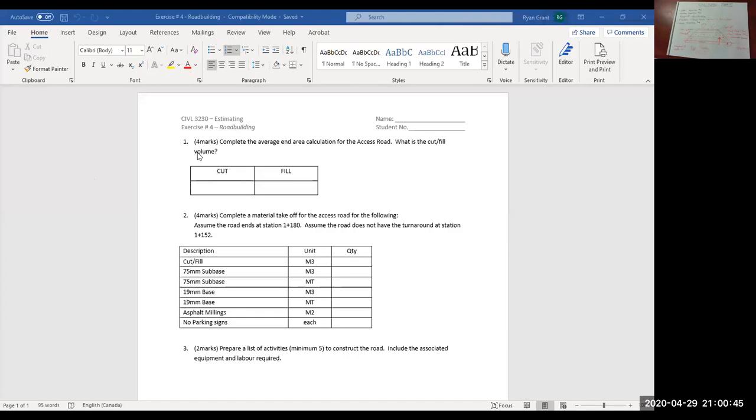So question 1, worth 4 marks. Complete the average end area calculation for the access road. So what's the total cut and fill volume for the access road? So I believe I posted this document onto the news feed. Let me go back there and take a look.